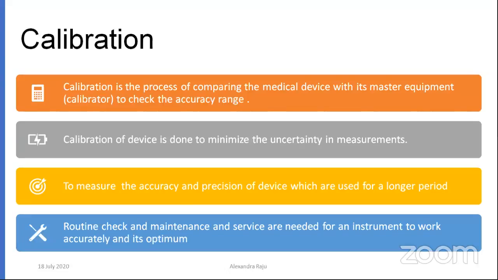We know that we are using medical devices for a longer period of time, in India especially. Once an equipment is purchased, it is used for more than 10 years, so its accuracy is questionable. We have to do the calibration to check whether the equipment is functioning well. I have to measure the accuracy and precision of the device if it is used for a longer period of time. This calibration is also a part of preventive maintenance and corrective maintenance. It is also a kind of routine check, done mainly once a year.